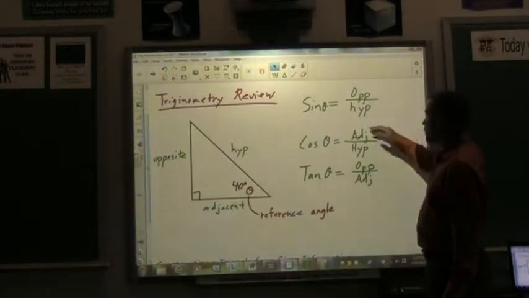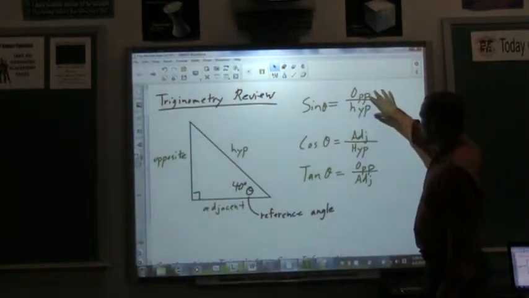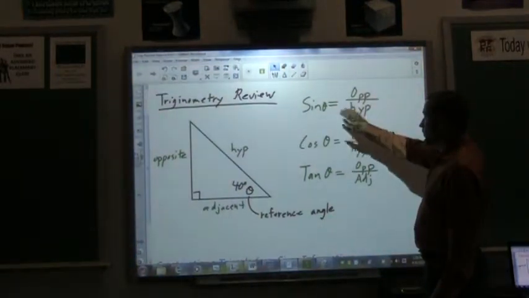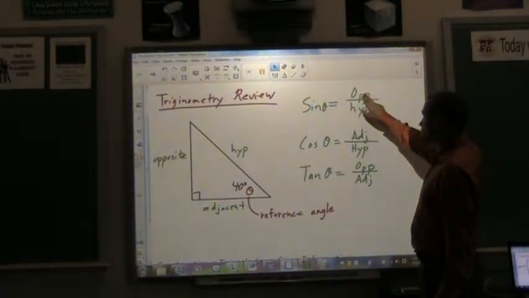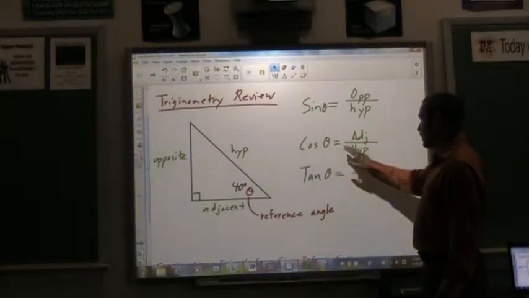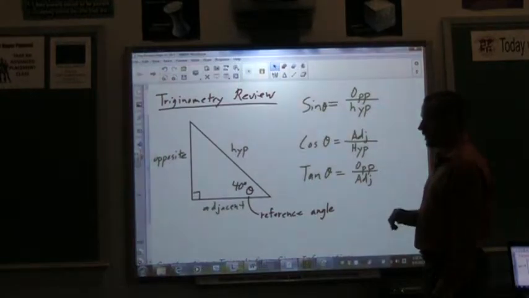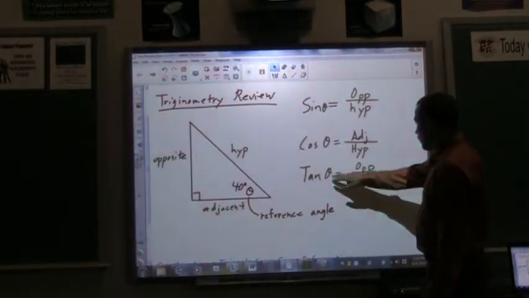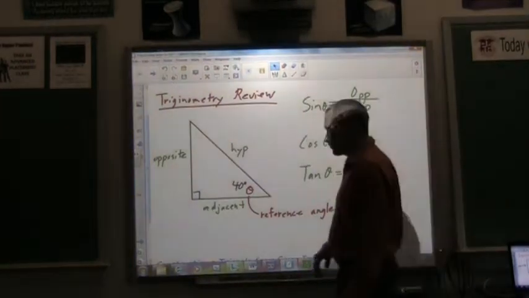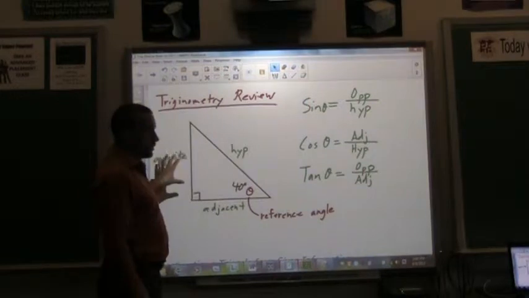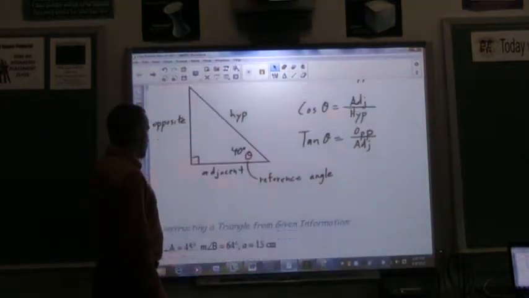And then that gives us the terminology we need in order to be able to define what the sine of an angle is. It's the opposite length over the hypotenuse length in a triangle. The cosine of a reference angle is the adjacent length divided by the hypotenuse length. Right? And the tan of an angle, the reference angle, is the opposite over the adjacent. Now, those are your basic definitions that we learned last year.